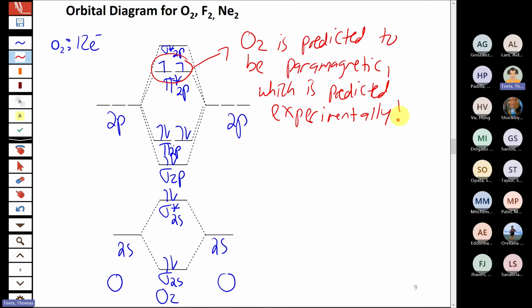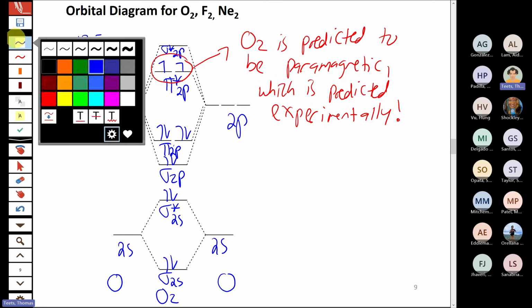I think that deserves an exclamation point. I'm stingy with exclamation points, but I think that's pretty cool. So that's, again, some confirmation that this bonding theory is likely more accurate, and it does predict the paramagnetic behavior of O2.